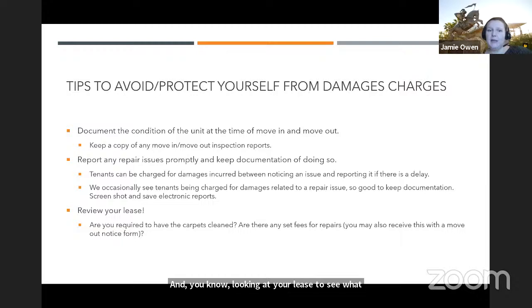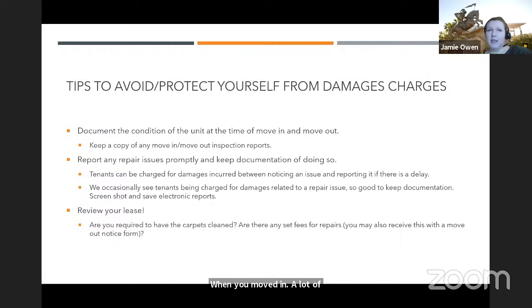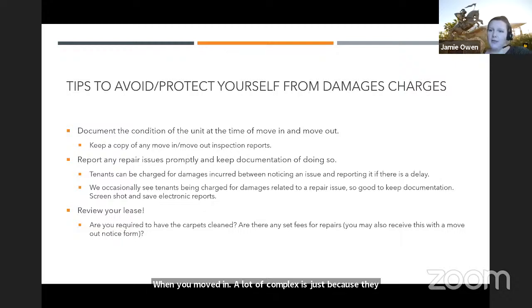Keep a copy of your move-in report, or try to get one if you didn't keep a copy, before you move out, of the stuff that you marked down that was wrong when you moved in. A lot of complexes, just because they have so many people who leave at the end of July, are not going to do a move-out inspection with you. A more traditional complex that doesn't have as many students might. And if you do get one of those, make sure that you keep it for your records.